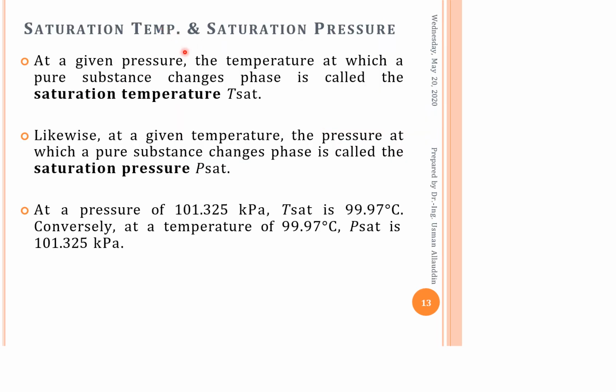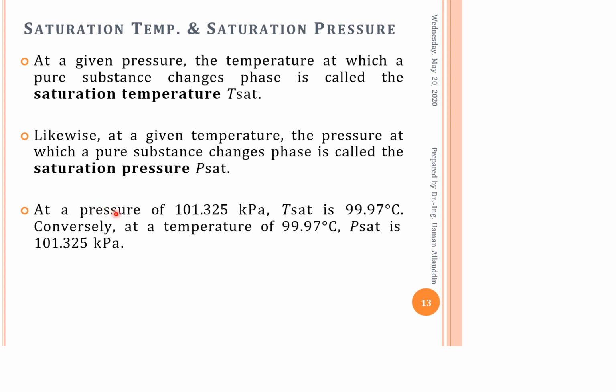So when pressure is given to us and our substance changes its phase at some temperature, then that temperature will be called saturated temperature. When we have steam tables, either we are given pressure or we are given temperature. We have a table there, and from one value we can find the other value. If you are given pressure, then the temperature found there will be called saturated temperature. The same goes if you are given temperature and we are finding pressure, then that pressure will be called saturation pressure.